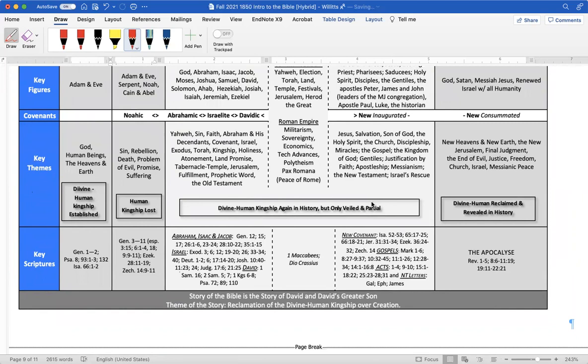What's the theme of the Bible? The theme of the Bible's story is reclamation of divine human kingship over the earth, or over creation. That's the theme of the Bible story. Reclamation of divine human kingship.